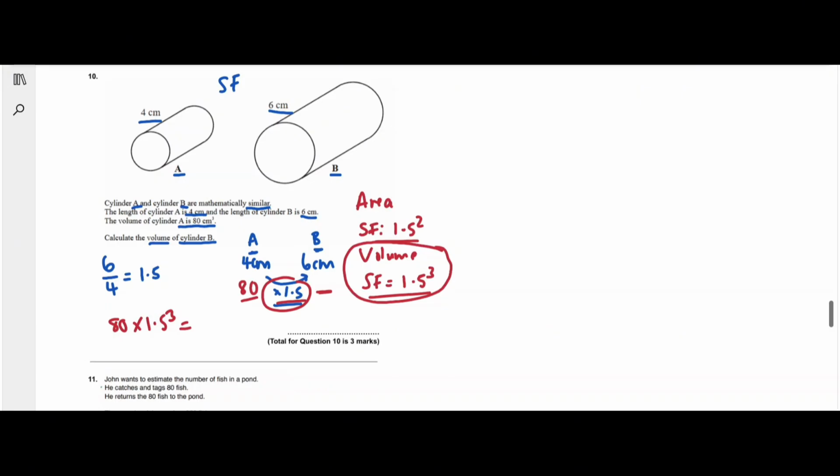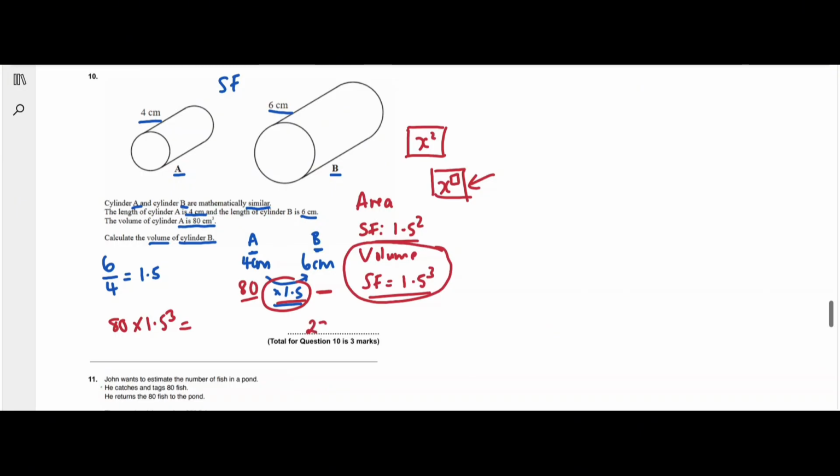Your cubed button on your calculator, you'll have a button that looks like this. So you've got an x squared button, so that's for when it's squared. Some calculators have cubed, some don't. You might have just a box where you have to put your little cubed in there. So you type in 80. Then you type in times by 1.5, then you might need to press this button here, and then it will have a little box where you put a 3 in there. So that will give me 270.